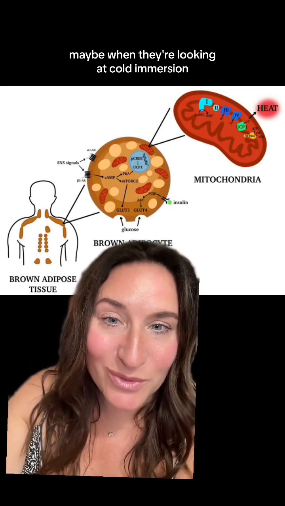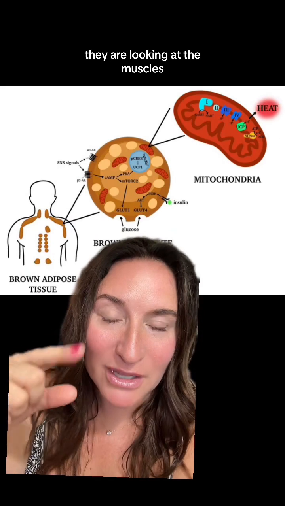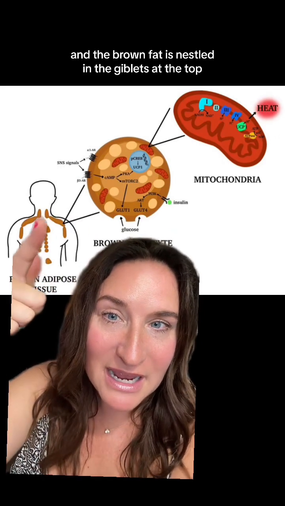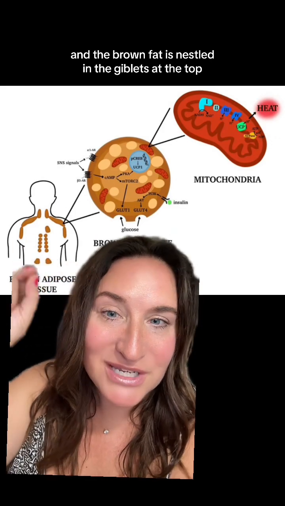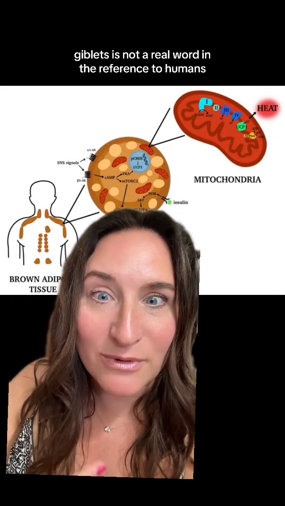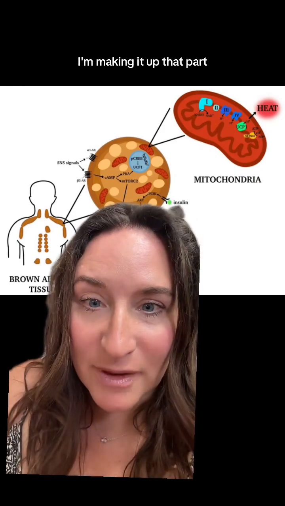When they're looking at cold immersion, they are looking at the muscles, the large muscles shivering, so your pecs, and the brown fat is nestled in the giblets at the top. Giblets is not a real word in reference to humans. I'm making that part up.